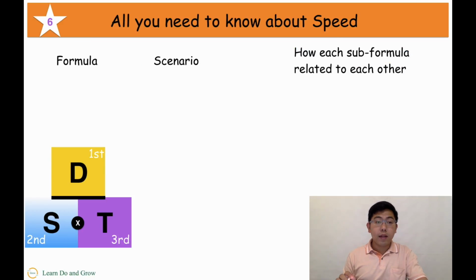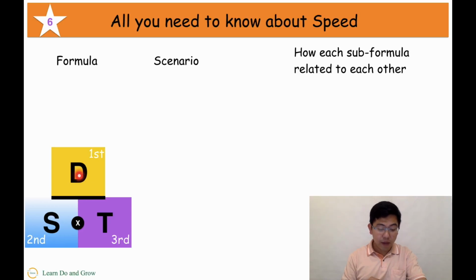Okay, let's look at the formula first. If you are unable to remember this formula, I did one video before this to tell you how to remember. For this, I'm going to go through very fast. If you have any questions or you want to know more, please refer to my previous video. It's about how to remember the speed formula for life.